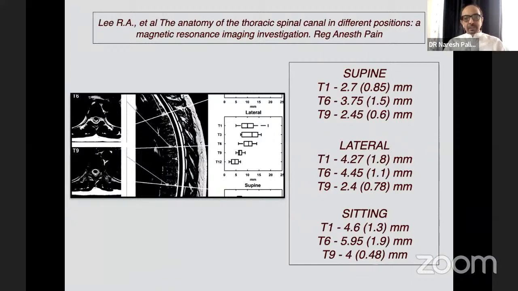Also, Lee did a study of the anatomy of the thoracic canal in different positions like supine, lateral, and sitting positions. They found that the distance was more in all positions at mid-thoracic levels, but more so in the lateral and most in the sitting position. This is the position which most of us acquire for giving spinal anesthesia. You can see here the distance is almost 5.95 millimeters at T6 level in the sitting position.